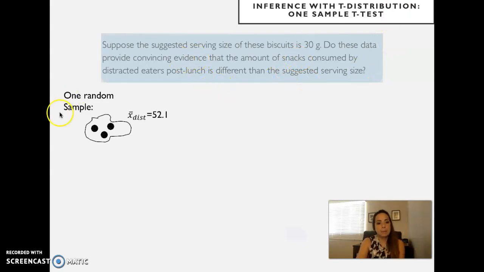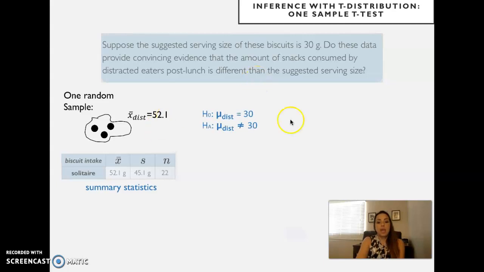So we have one sample of distracted eaters where we have the observed x-bar of 52.1, and we have our null hypothesis value, which is 30.